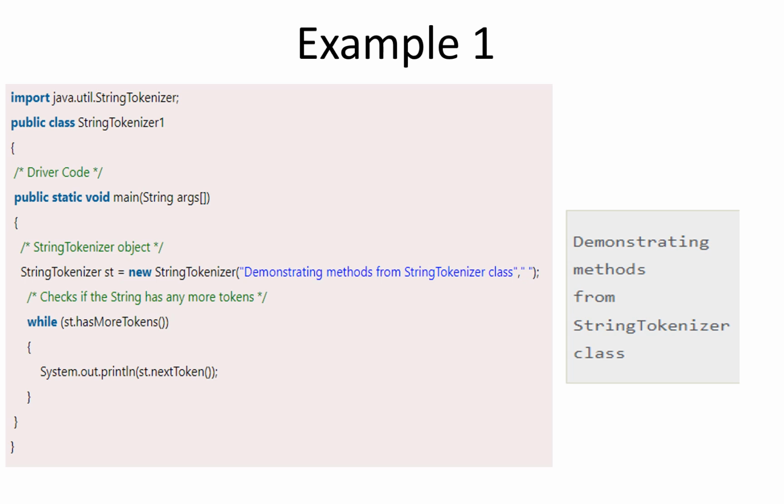Once there is a token, what is the process we want to do? We have to print the next token, which is the immediate next token, based on the delimiter. This will iterate as long as we have a next token based on the delimiter. Once this condition fails, it will come out. So the string used on st is "Demonstrating methods from StringTokenizer class", and the tokens are Demonstrating, methods, from, StringTokenizer, class. So these are the tokens.